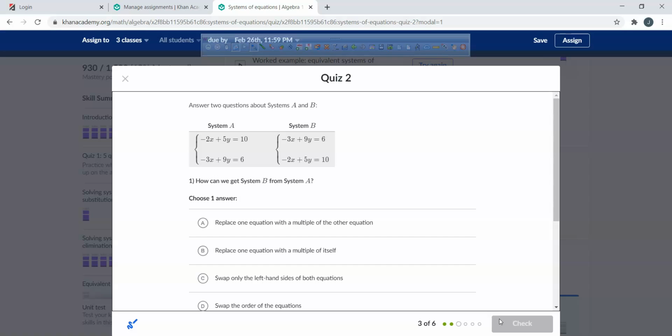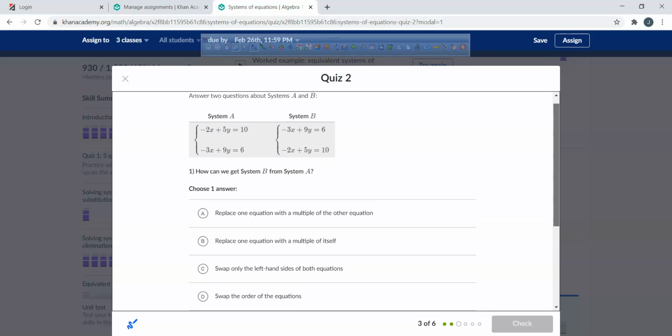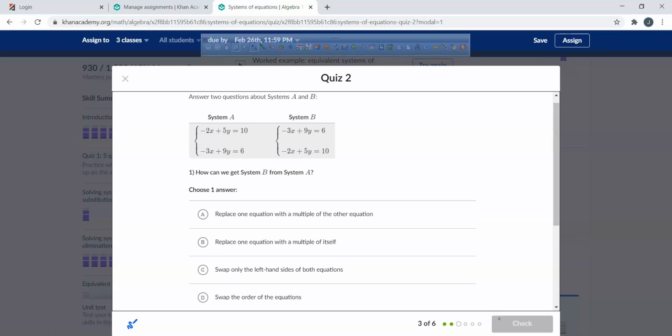Now this was kind of a tricky question. We have 2. Do not write this one down. Just follow along. All right. So it says answer 2 questions about systems A and B. We have system A and we have system B. How can we get system B from system A?